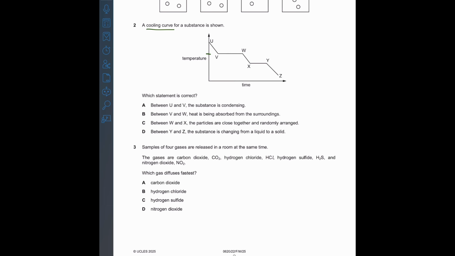given out. Option C states between W and X the particles are close together and randomly arranged. Okay, let's see what is W and X. W and X is a state where the substance is in a liquid state. And what does that mean? Liquid is close particles randomly arranged. That means C is the correct answer.